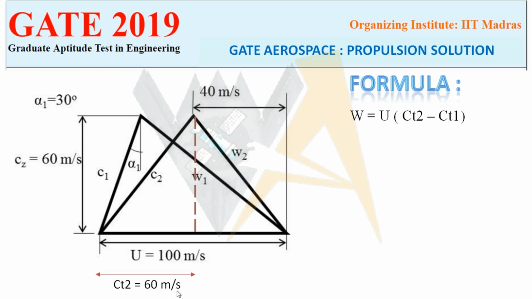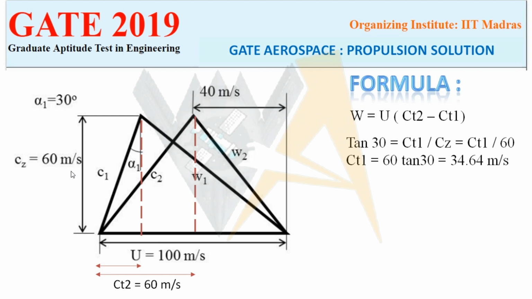Now similarly we can find it for the first triangle. When we draw a perpendicular line from here, we need to find this. Now how do we find this CT1? This is forming one triangle. We know this angle is 30 degrees, and we know the axial velocity CZ is 60 meter per second.